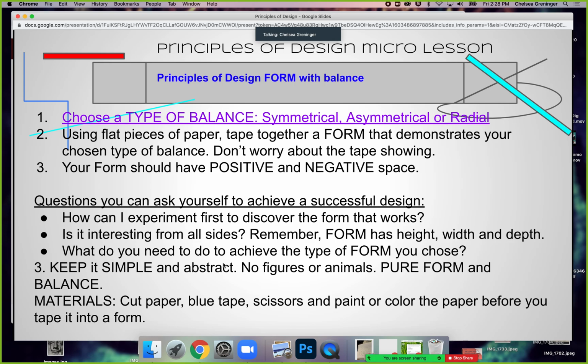And what do you need to achieve this type of form you chose? So keep it simple, keep it abstract, same as the other project. We're not doing animals or figures or sunsets or rainbows or hearts or anything. We're doing a really abstract art here. Pure form, pure balance. All you need is paper. It can be printer paper, it doesn't have to be special paper. I would not use the special papers I gave you for class for this. I would use something different if you have it. Tape, scissors. If you don't have scissors, just rip the paper. And you don't have to paint it if you don't want to. If you want to, that's cool. But it can just be white paper as well.